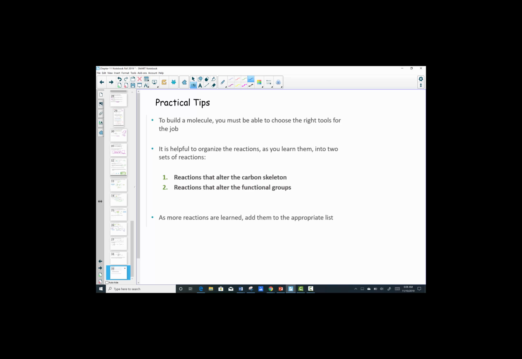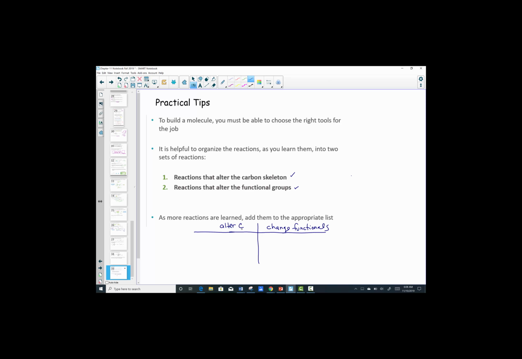And it's helpful to organize the reactions as you learn them into 2 sets of equations. Reactions that alter the carbon skeleton. Are we adding carbon? Are we removing carbon? Those are a series of reagents that accomplish the first task. Then in a different toolbox, place the reagents that alter functional groups. If you keep track of your reagent list as those that alter carbon chains or those that change functional groups, you'll end up finding those reagents faster to accomplish the tasks.